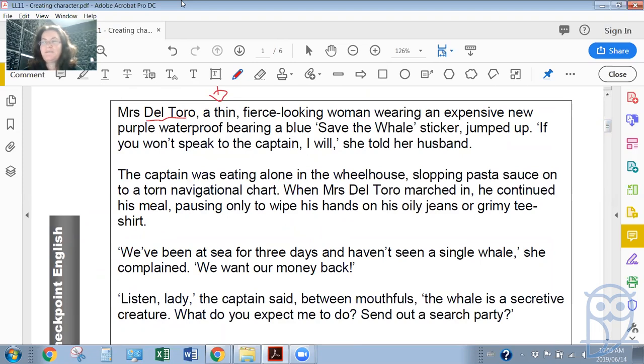What is significant about her name? Okay, so perhaps she could be Mexican. There's something Spanish or Mexican going on. Good. Yes, she's very strict and fancy. Good. Okay, so now we're going to get onto her looks, her appearance. But I just want to focus on her name.